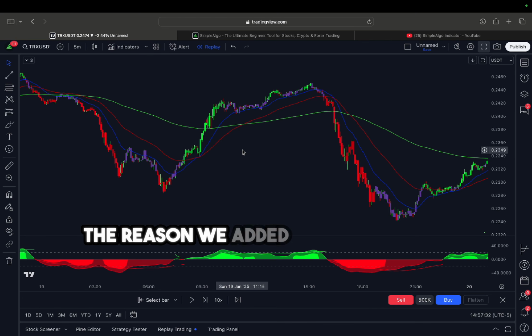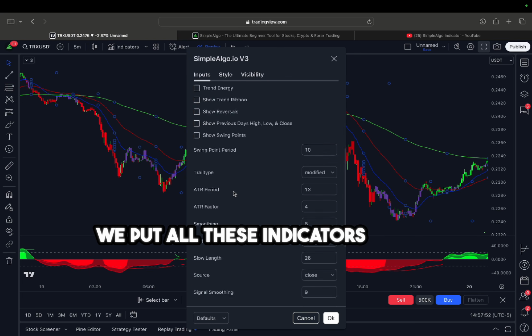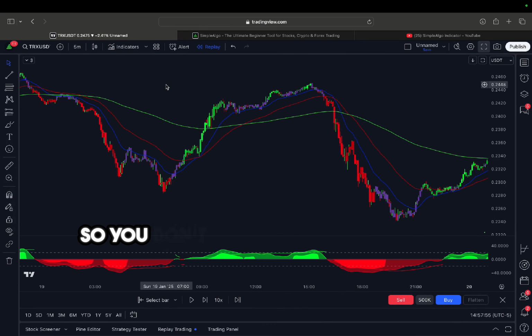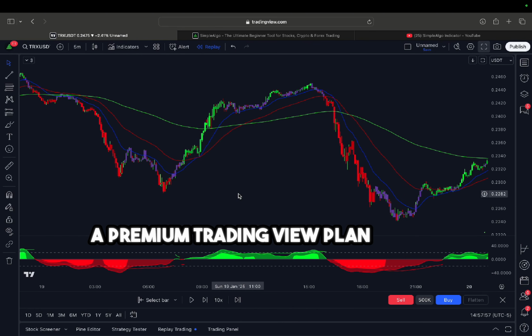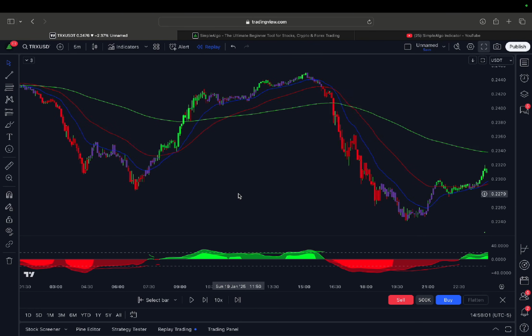The reason we added this into the indicator is because a lot of people love to use moving averages when they trade, but they don't have TradingView Plus. TradingView Plus is basically a TradingView subscription. Without it, you can only have up to 3 indicators on your chart at once. We put all these indicators inside the one indicator, so you don't need to purchase a premium TradingView plan. It makes things very easy for you because that is our goal, is to simplify trading and make your life easier.